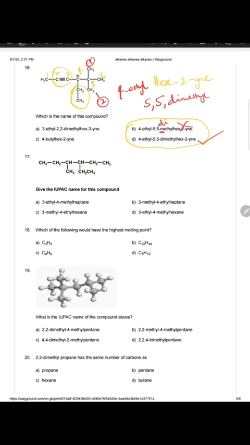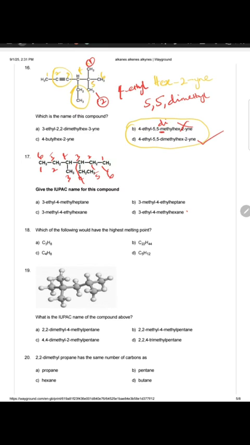Exercise 17 says give the IUPAC name for this compound. This looks very simple. You can pause this video and give this a try yourself. But then, like I said, we count, right? 1, 2, 3, 4, 5, 6. We can count the other way around as well. 1, 2, 3, 4, 5, 6. When I mean 4, I mean I'm referring to this carbon, that carbon, that carbon.